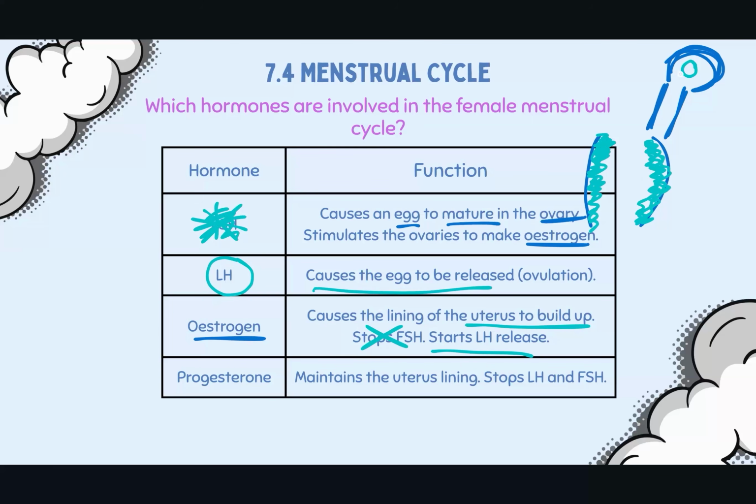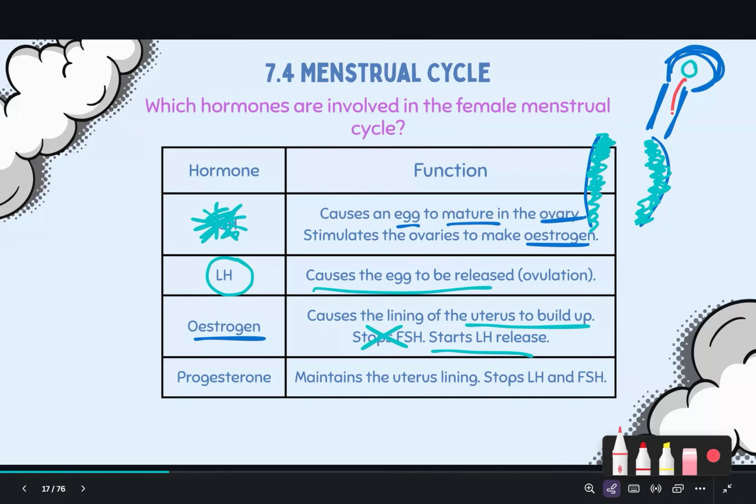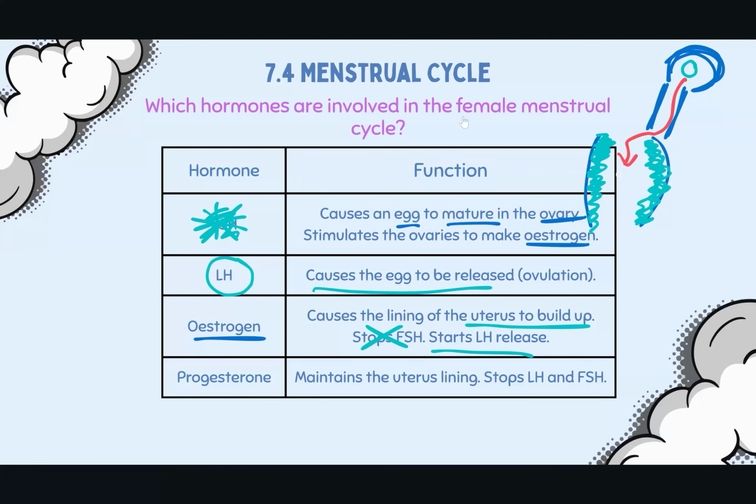So now the egg is released, it goes down the fallopian tube or the ovarian tube and enters the uterus. Now, if it fertilizes, it will then embed itself into this thicker layer of the uterus. Now, at this point, after LH, that stimulates the release of progesterone. The progesterone maintains the uterus lining, so it maintains it.